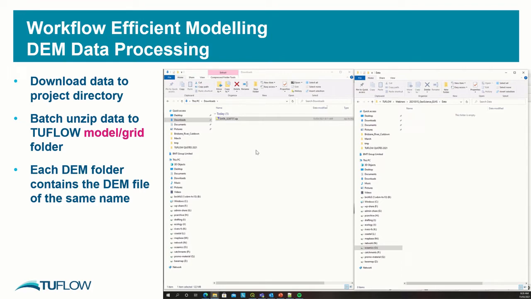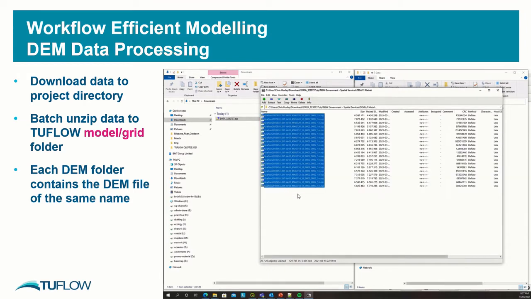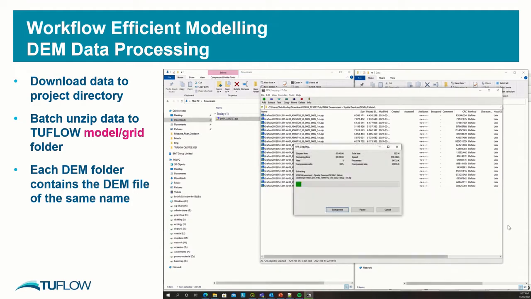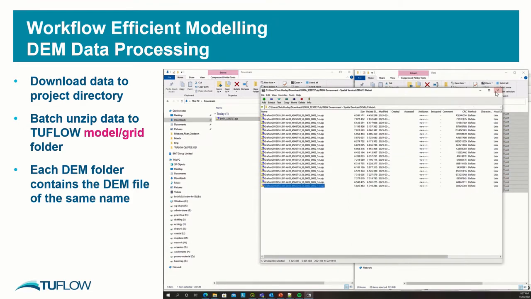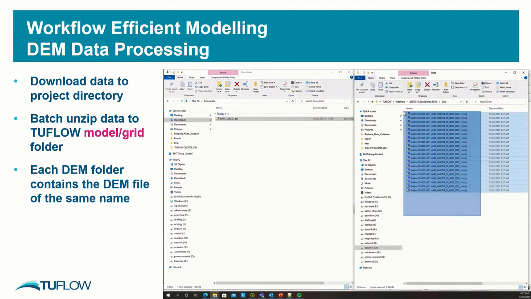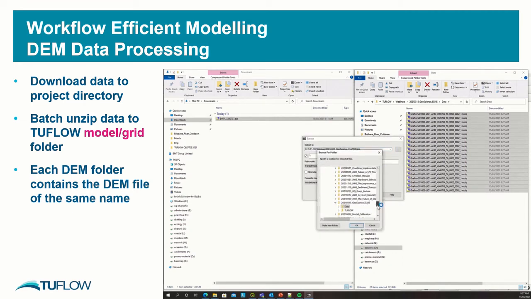Here I've downloaded the dataset. If I go into it, you'll find the zip file actually contains a series of other zips. And those subsequent zip files, each one of those contain a unique DEM tile. I'm just copying those to a data folder in my project. And I'll unzip them all together in a batch by selecting them all in Windows Explorer, right-clicking to 7-zip and clicking Extract. And I'll save these to the TUFLOW model grid folder. These will be the inputs that are read into the TUFLOW model.